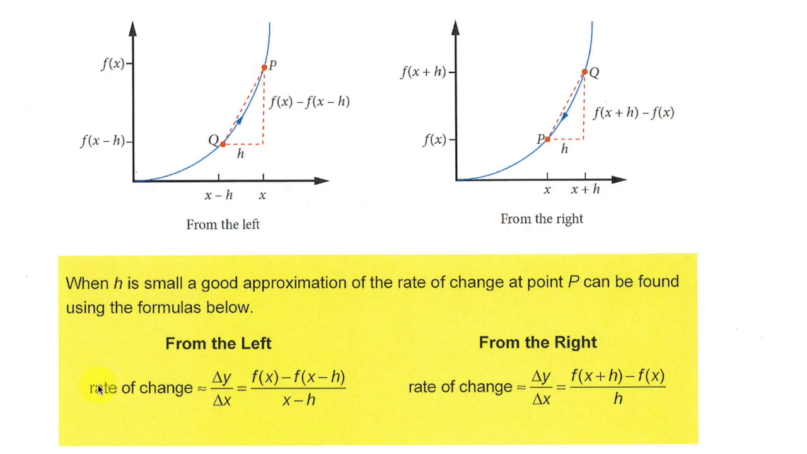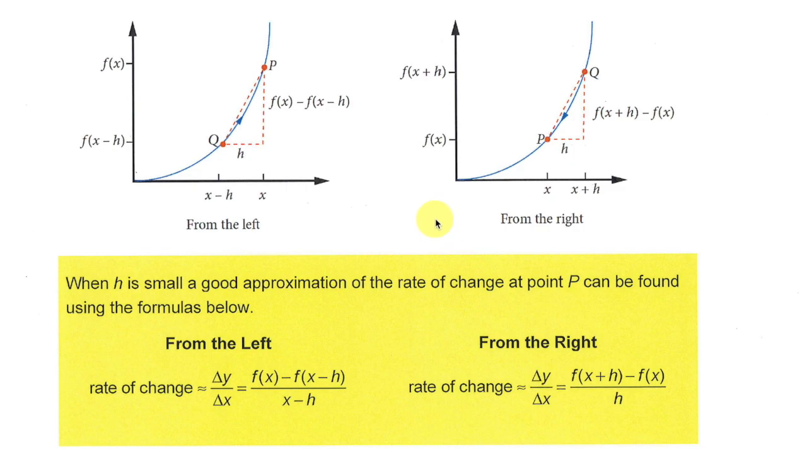So my instantaneous rate of change is approximately going to be equal to this. I'm going to have f of x minus f of x minus h over x minus x minus h. Now, what that will simplify to become is just h, so it's over h. So this is incorrect. That should be an h down the bottom.